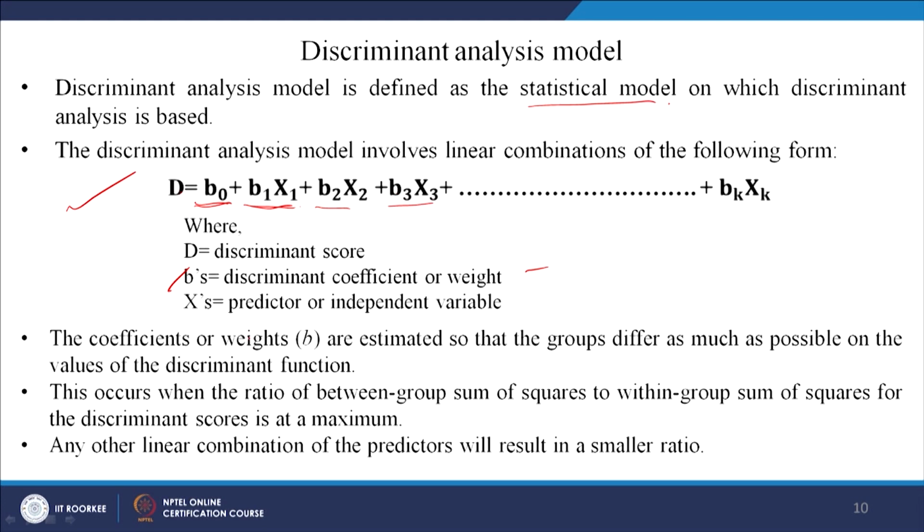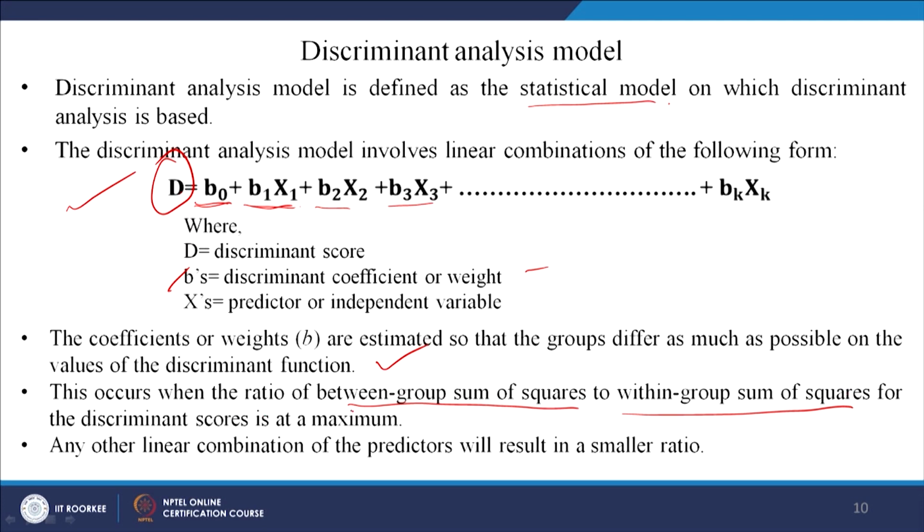The coefficients or weights are estimated. So, as in the regression, these coefficients will explain or have an impact on the value of D, correct. Higher the value of B, the larger the impact on D. So, that the groups differ as much as possible on the values of the discriminant function, right. This occurs when the ratio of between group sum of squares to within group sum of squares for the discriminant scores is at a maximum.